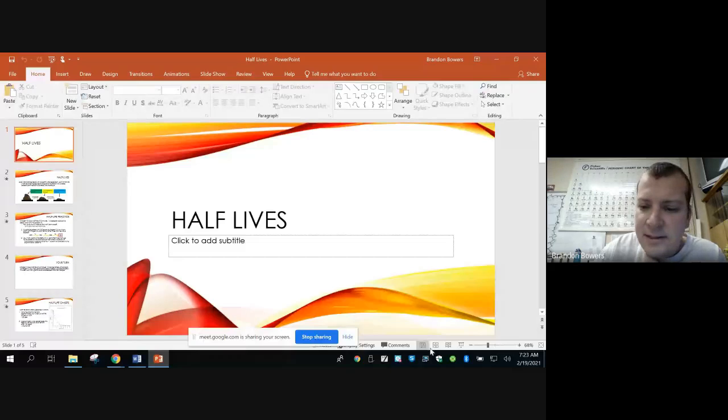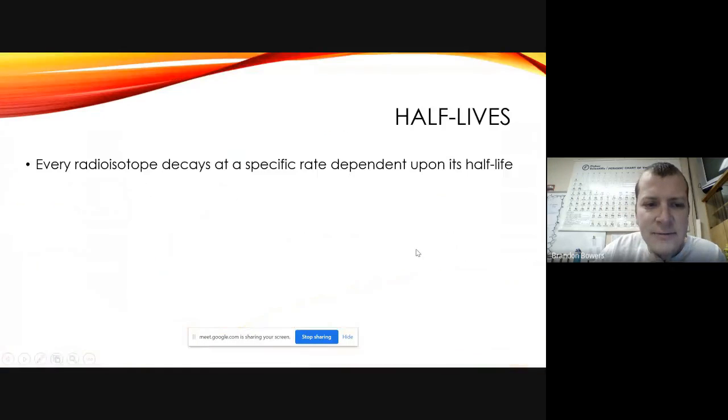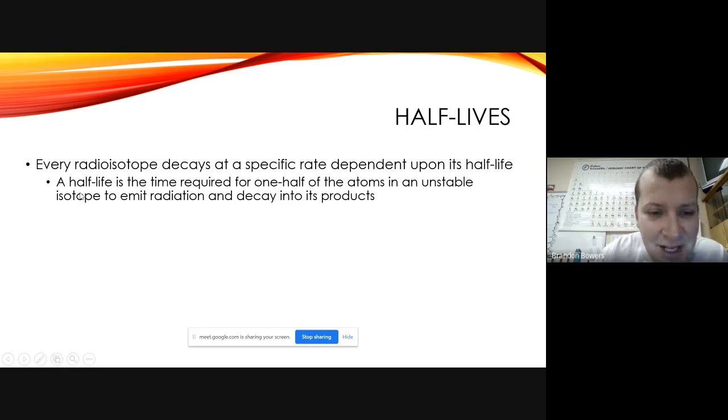Half-life is really exactly what it sounds like. It's half the life for an object to decay. Here's the definition, and if you have to pause at any point in the video, please feel free to do so. Every radioisotope decays at a specific rate depending upon its half-life. A half-life is the time required for one half of the atoms in an unstable isotope to emit radiation and decay. So it's the amount of time for one half of the atoms to decay.